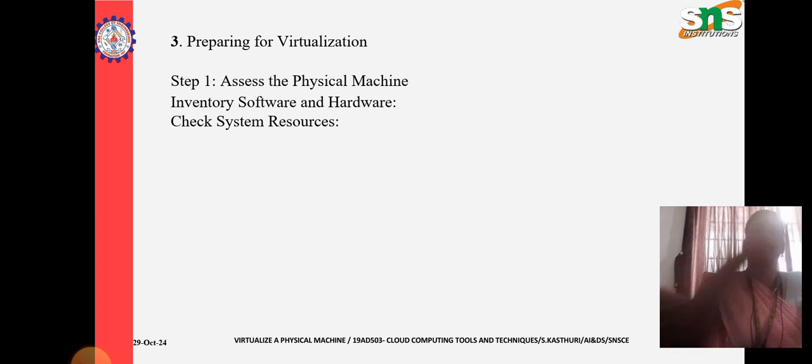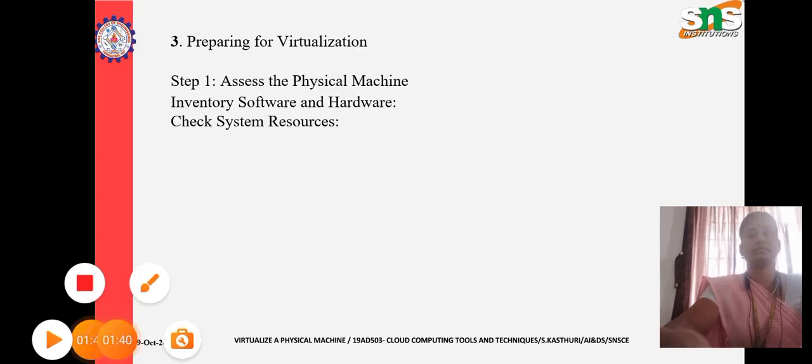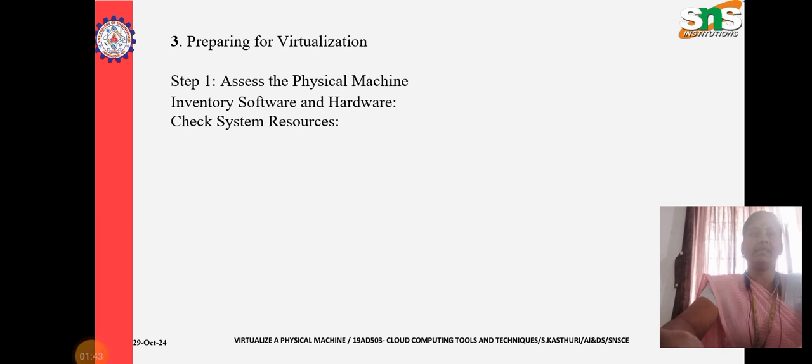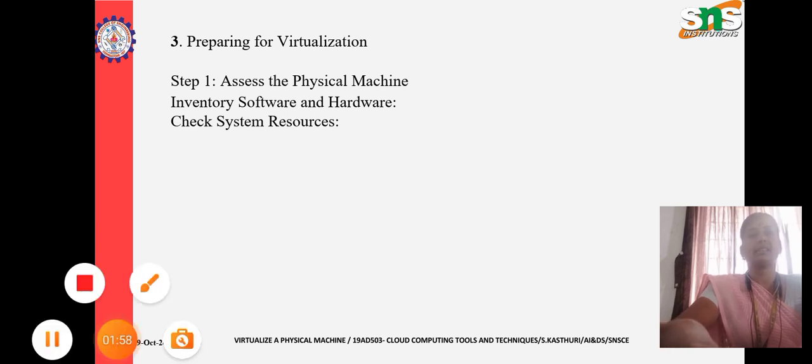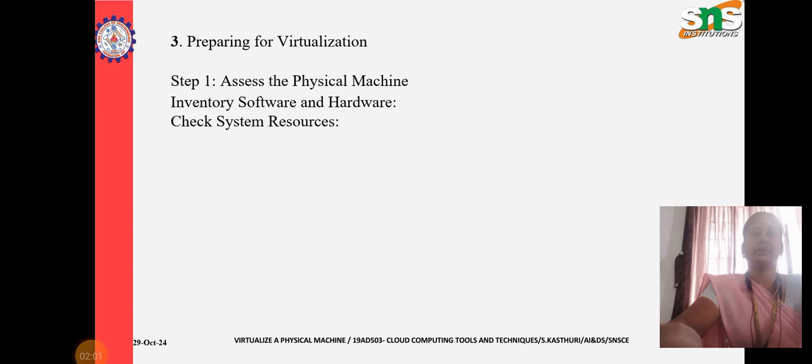So preparing for virtualization, first we have to assess the physical machine. It includes inventory, software and hardware, and checking the system resources. List installed software, licenses and configurations. Assess hardware compatibility with the virtualization platform. Check system resources: we have to ensure that the physical machine has enough CPU, RAM and storage for virtualization.